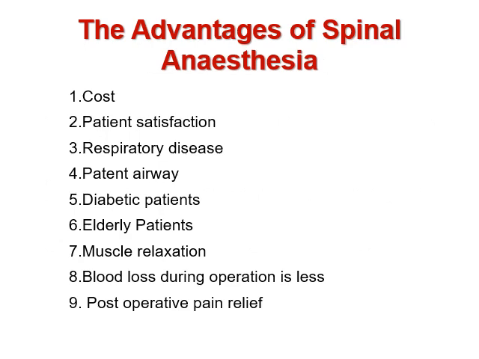Spinal anesthesia has a lot of advantages over general anesthesia, including low cost, much better patient satisfaction, fewer respiratory complications, patent airway, and it can also be used safely in diabetic patients and elderly patients. Spinal anesthesia produces profound muscle relaxation and can be used to decrease blood loss during the operation and produces prolonged post-operative pain relief. It is ideal for procedures in the lower half of the body.